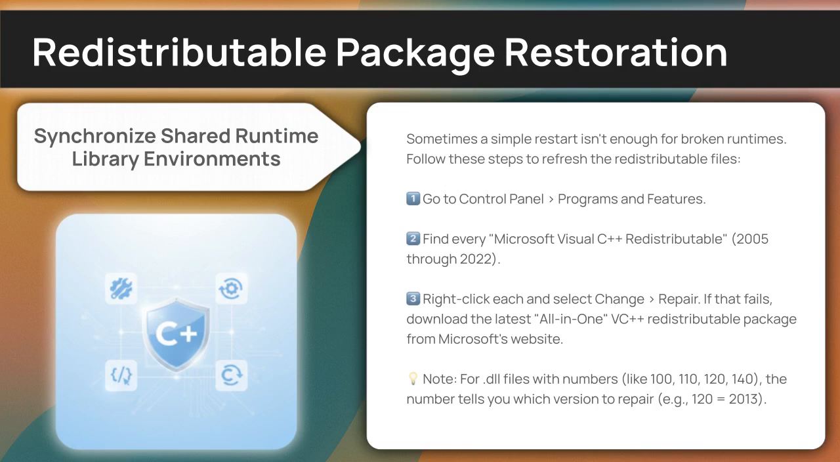First, go to Control Panel, then select Programs and Features. Second, find every Microsoft Visual C++ redistributable 2005 through 2022. Third, right-click each and select Change, then select Repair. If that fails, download the latest all-in-one VC++ redistributable package from Microsoft's website.